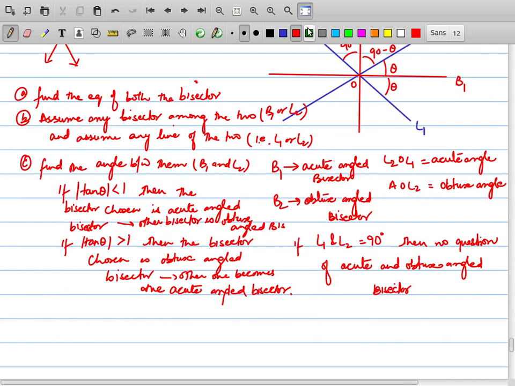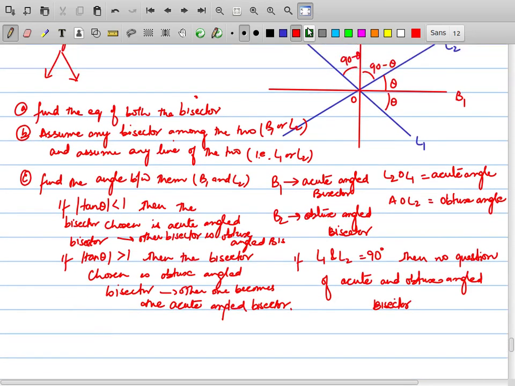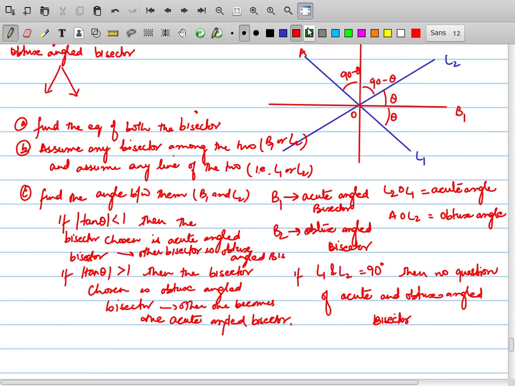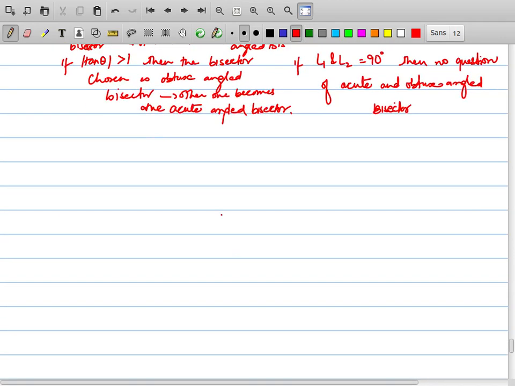Now continuing further on bisectors, in the previous video we had formed the rules for finding the bisector which was acute angled or obtuse angled. Now we'll explain this. Suppose these are your two lines and let's say these are your two bisectors, the equation of which you can easily find out.